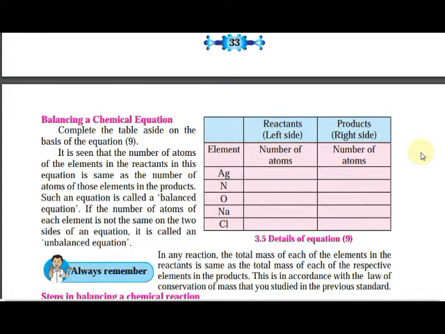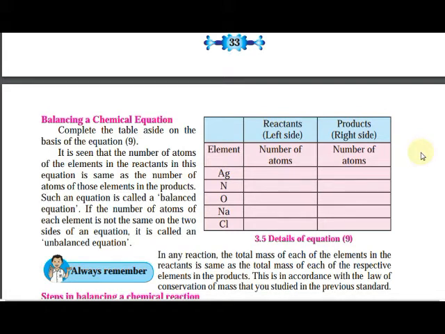Now we are going to see how to balance a chemical equation. Complete the table aside on the basis of the equation. It is seen that the number of atoms of the elements in the reactants in this equation is the same as the number of atoms of those elements in the products. Such an equation is called a balanced equation. If the number of atoms of each element is not the same on the two sides of the equation, it is called an unbalanced equation.